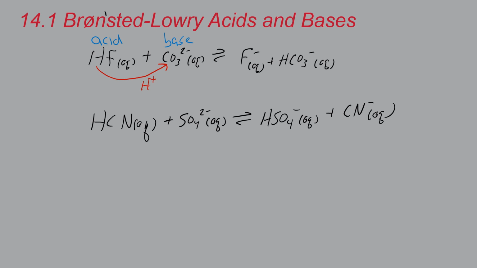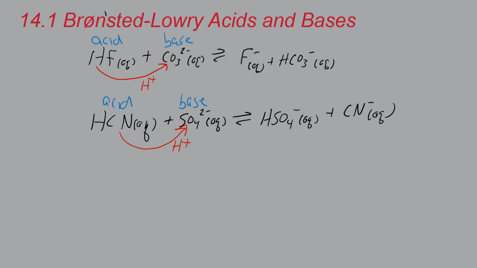All right, so by looking at the formulas, hopefully you determined that the proton went from HCN to the sulfate, which means that HCN is the acid and sulfate is the base. Now, let us kick this up a notch here. Pretend the reaction is actually now going in the reverse direction. So the HSO4 minus and the CN minus are the reactants, and the HCN and the SO4 2 minus are the products.